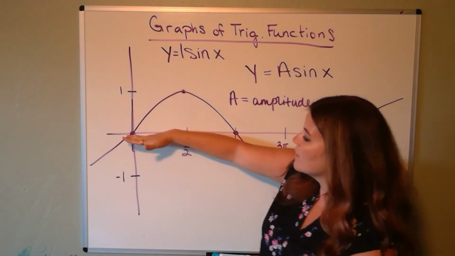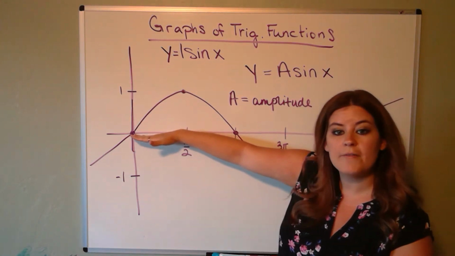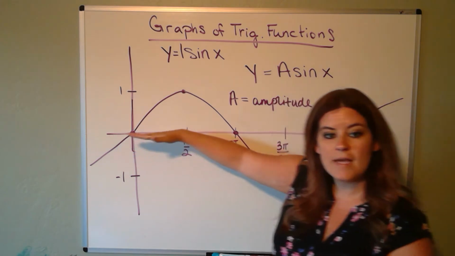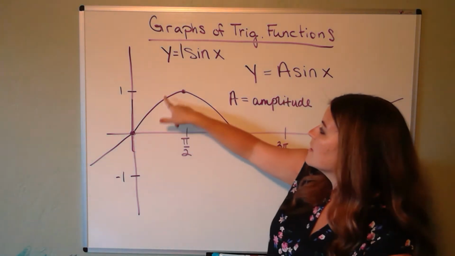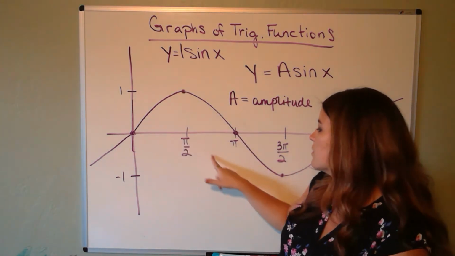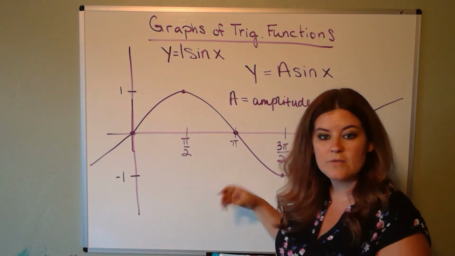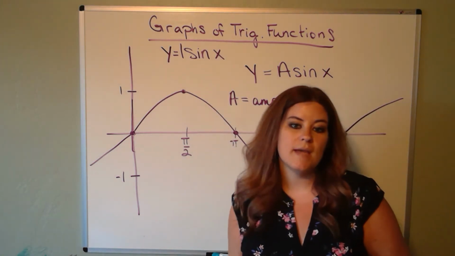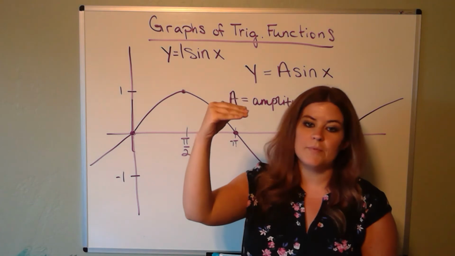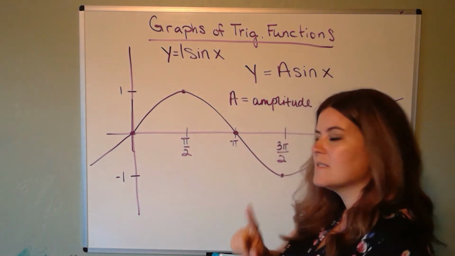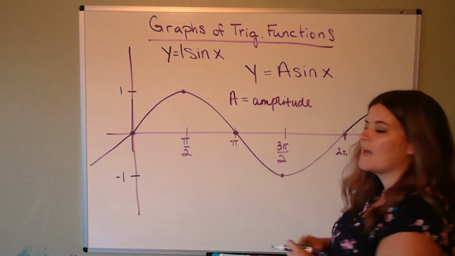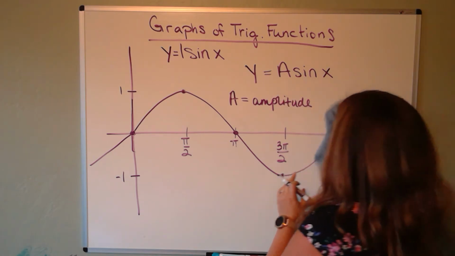Notice from this middle, what we call the midline, the x-axis, the highest I go is 1, and then the lowest I go is -1. So I went up 1 and down 1, and that's as much as my amplitude would let me go. But what if I changed that? So this A here being amplitude.